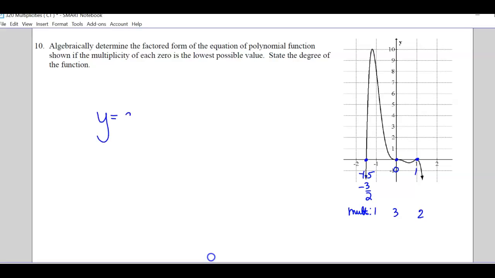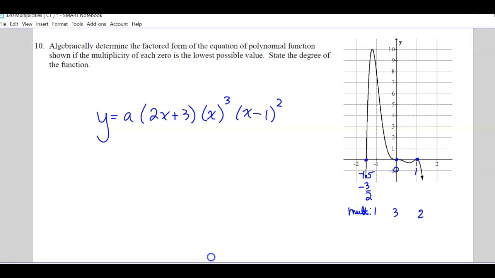So y equals, we don't know what the stretch factor is, so a, and then negative 3/2 would be 2x plus 3, goes directly through, so then the exponent is 1. Then x, zigzag, so that's going to be x cubed. And then x minus 1 squared. So when I do my final answer, I'm going to put the x cubed in front. But for right now, I can just leave it because I need to find out what a is.